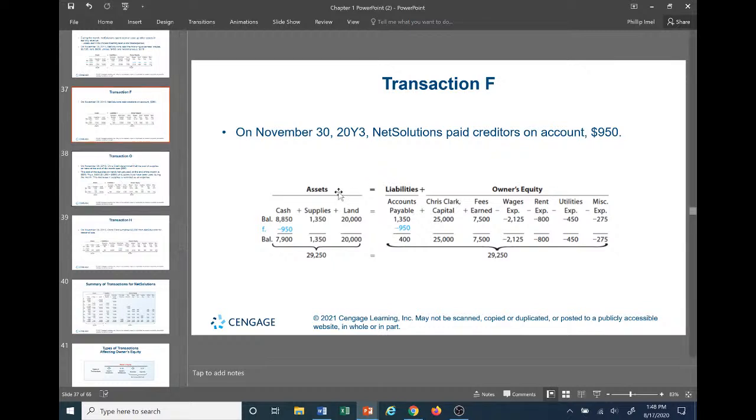So we can see our assets, once again, same thing we just went through. We're paying creditors. So our cash is going to decrease by the amount in which we paid on account to the creditors of $950. So we're using the asset of cash to pay our creditors on account. So cash will be decreased by $950. Now our ending balance of cash is $7,900. Okay, reducing our overall assets to $29,250.